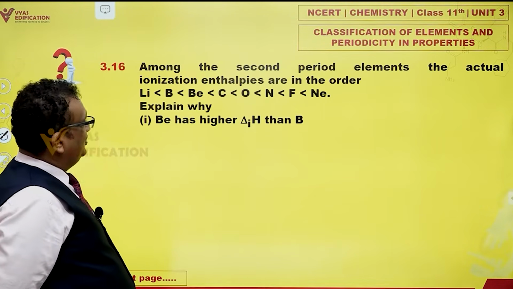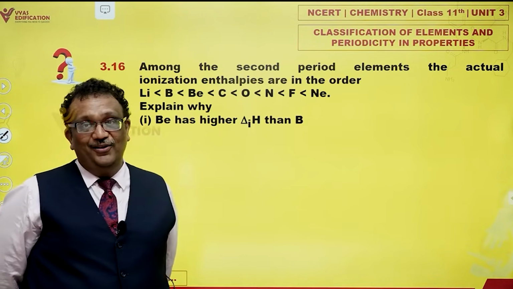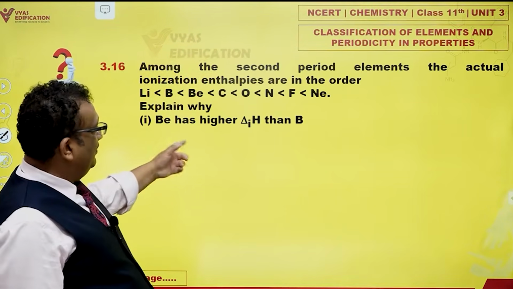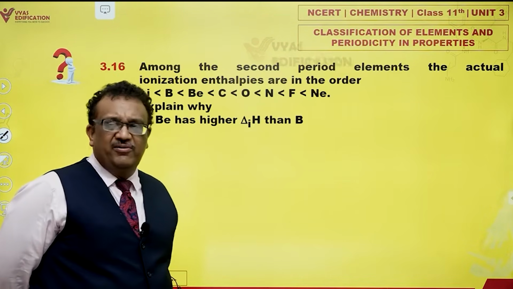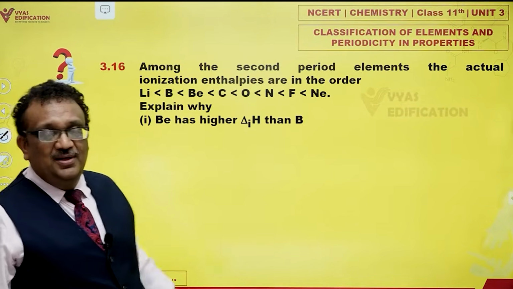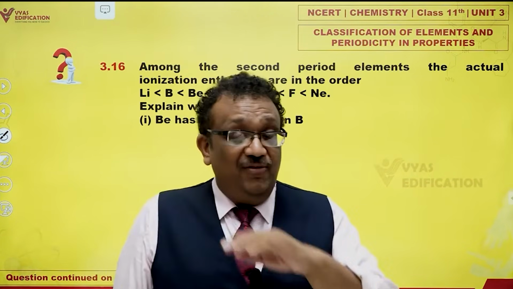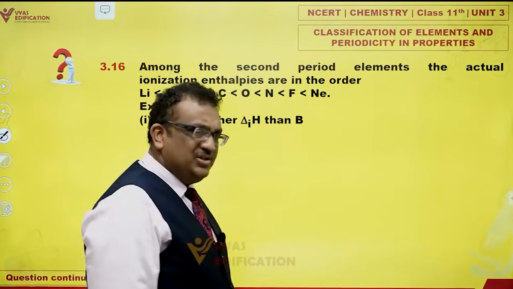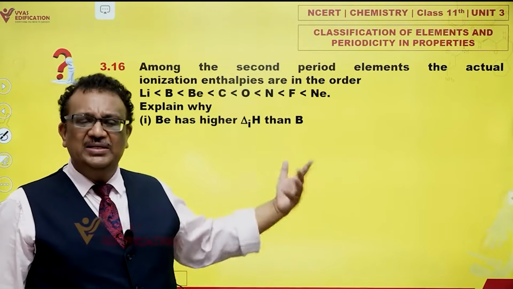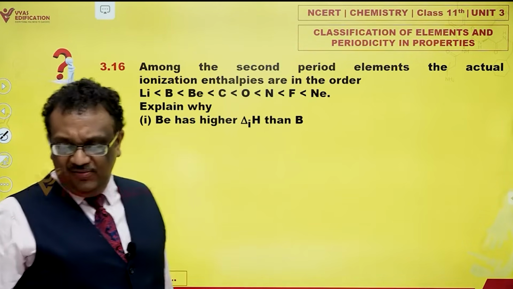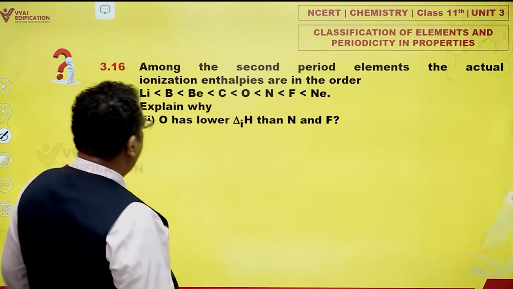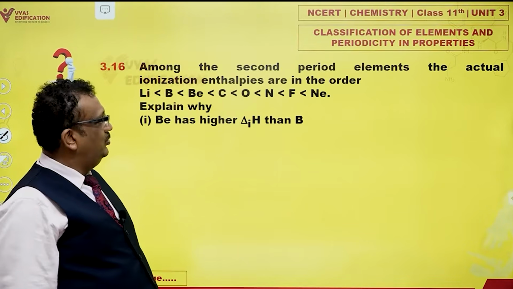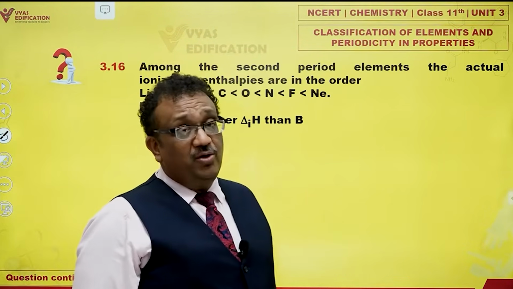Among the second period elements, the actual ionization enthalpies are in the order: explain why. Beryllium has higher delta H ionization than boron, etc. Now, this is an order of ionization energy when we move across the second period. Okay, and first let us graphically draw this, and let's also explore why this is the order, because that exactly is the question. The first part is this, and the second part says why is it that oxygen has it lower than nitrogen as well as fluorine. Let's take a look. I think this has to do with electronic configurations.